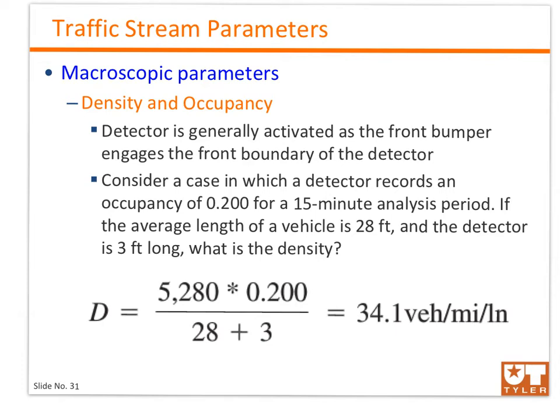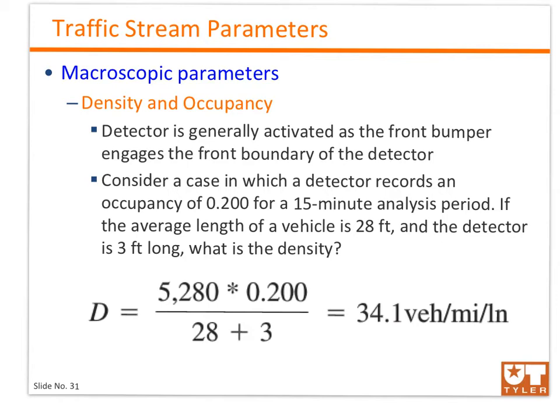So let's assume that the detector is generally activated, and before we go to the example, I just want to mention that the detector is generally activated as the front bumper engages the front boundary of the detector. So once the vehicle passes by, the very first front bumper is going to hit the detector. This is where the detector will get activated.